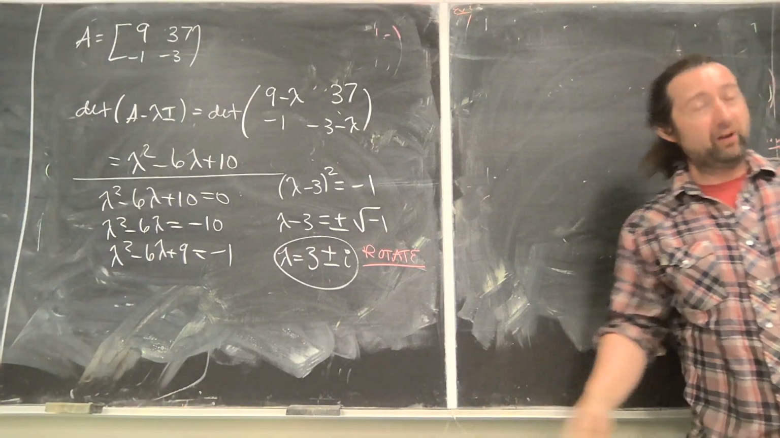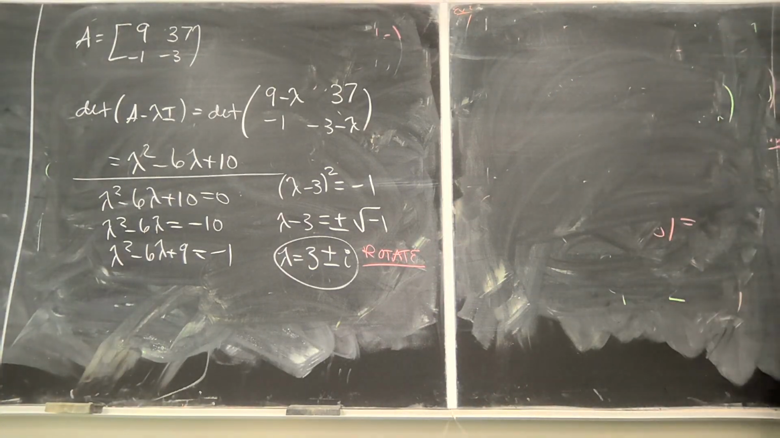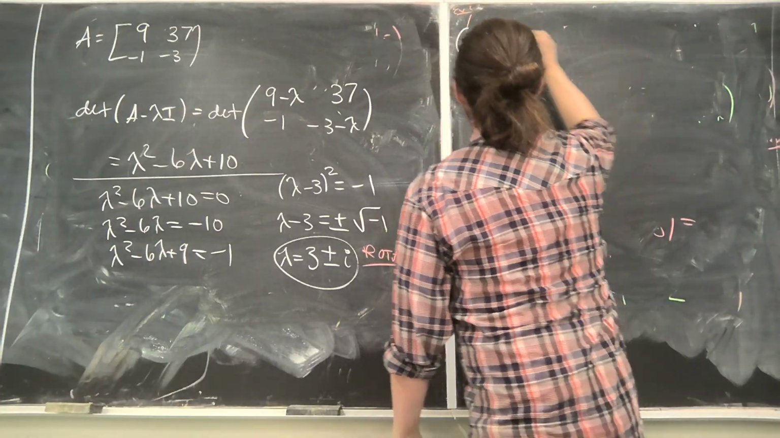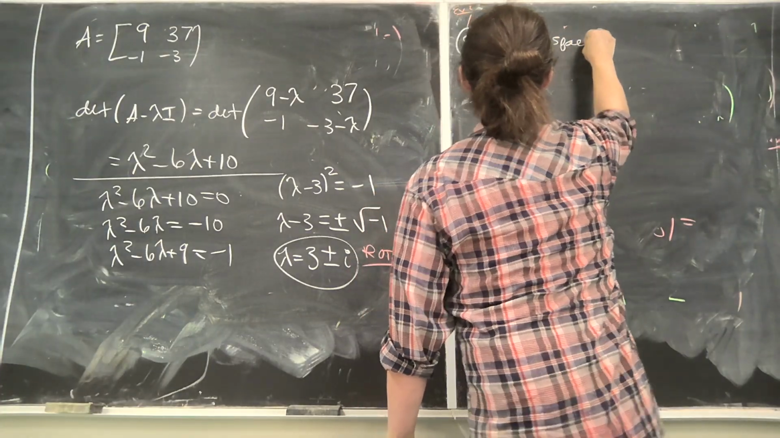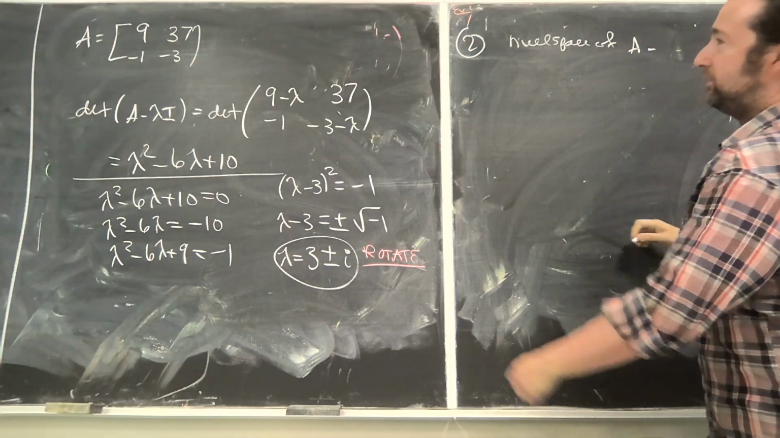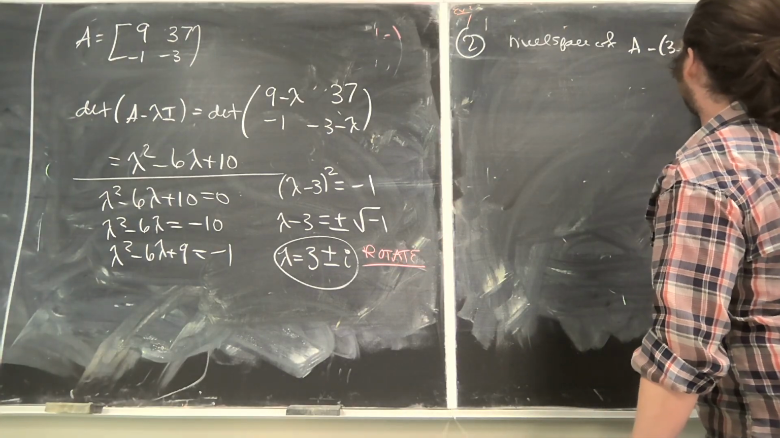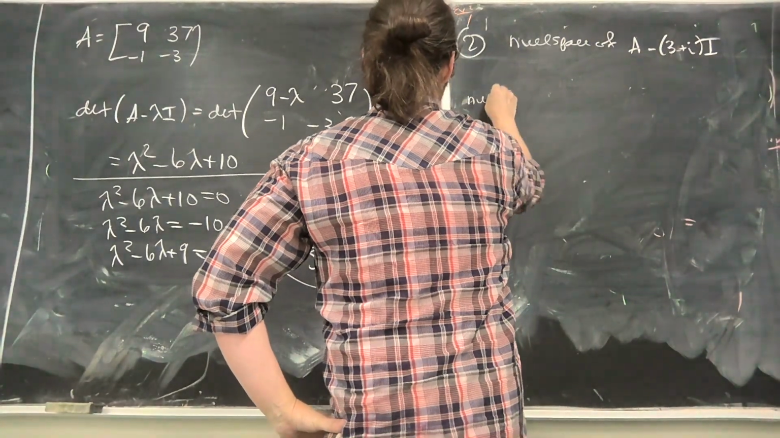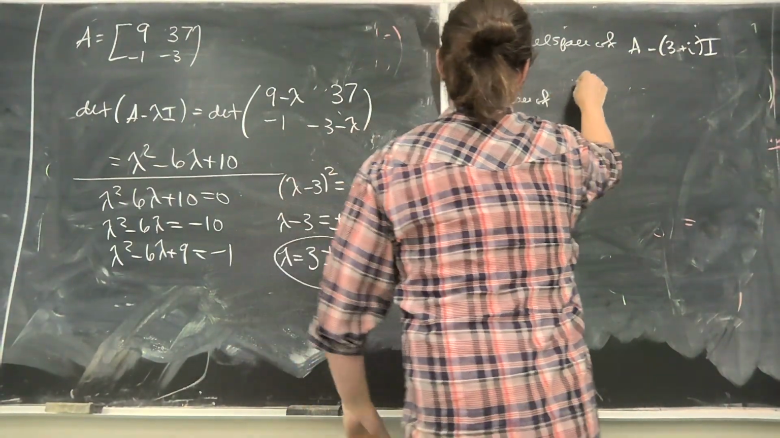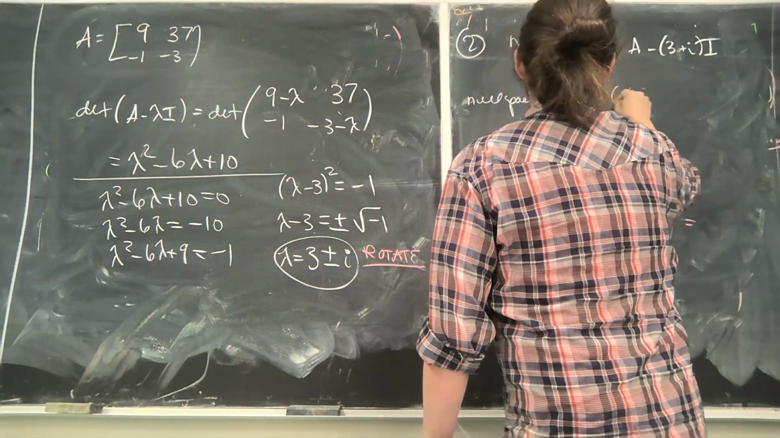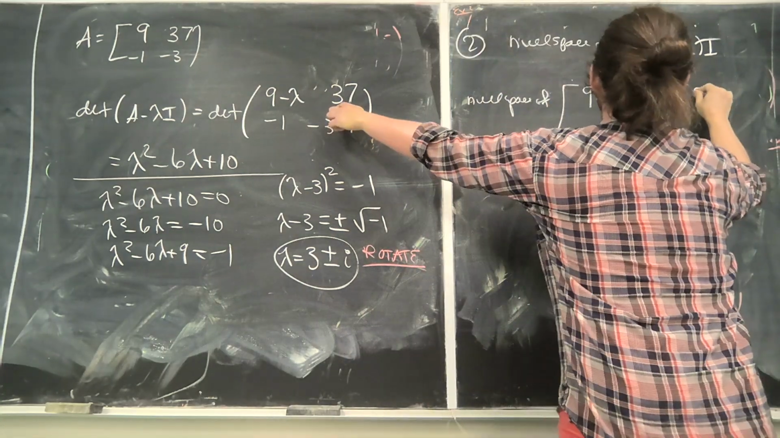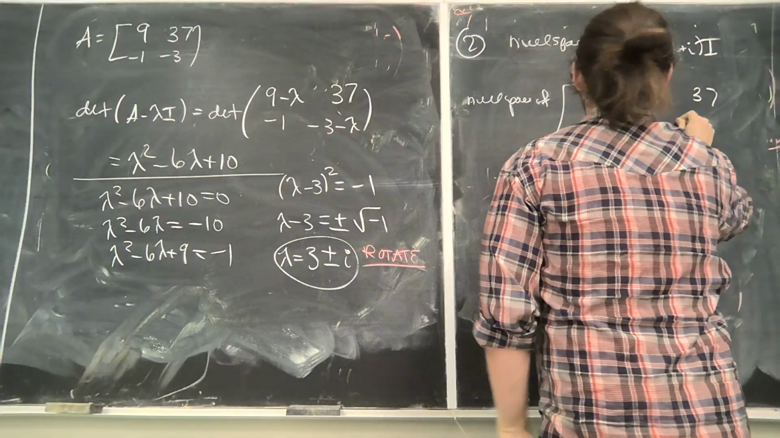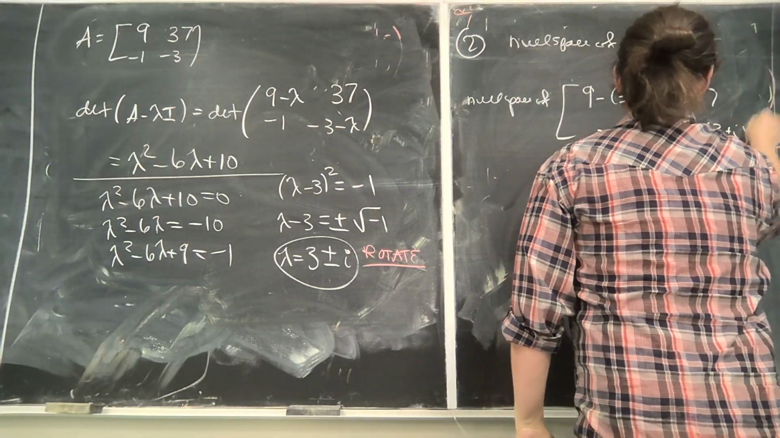So, oh, damn, we got these complex eigenvalues. How are we going to find their eigenvectors? Exactly the same way. We're going to write down the null space. We're going to find the null space of A minus... well, I've got to pick one of them. So how about A minus 3 plus i times the identity matrix? Which means that we're going to be finding the null space of 9 minus 3 plus i, 37, negative 1, minus 3 plus i.